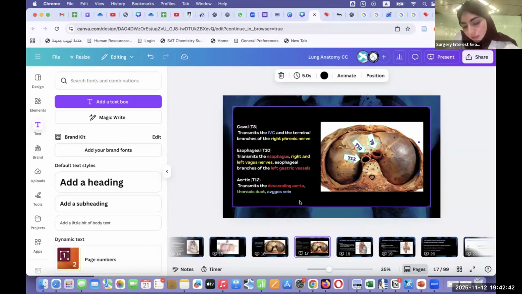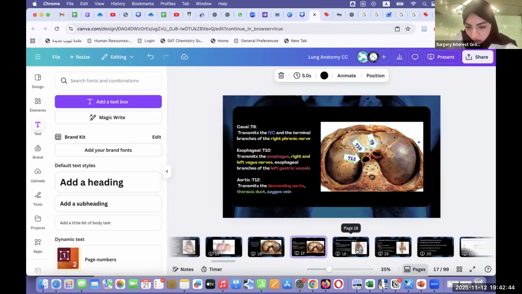Thoracic duct and azygous vein. And again, as you guys remember, the azygous vein is going to be on what? Left or right side from your thorax anatomy? Right, exactly. Okay. Right or left?